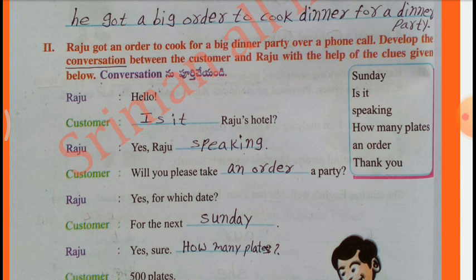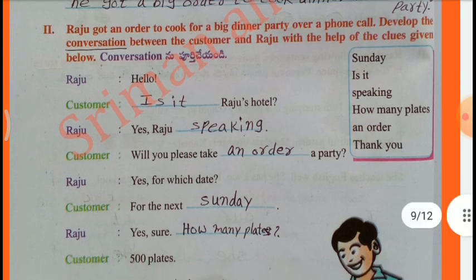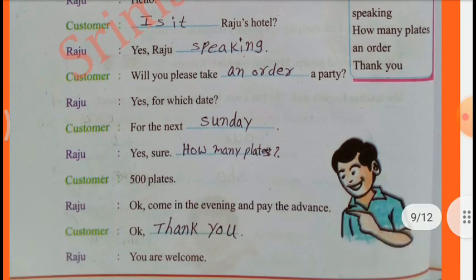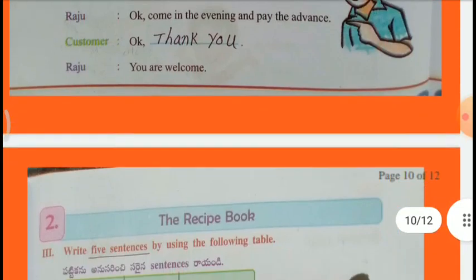Raju: Hello. Customer: Is it Raju's hotel? Raju: Yes. Raju speaking. Customer: Will you please take an order, a party? Raju: Yes. For which date? Customer: For the next Sunday. Raju: Yes, sure. How many plates? Customer: 500 plates. Raju: Okay. Come in the evening and pay the advance. Customer: Okay, thank you. Raju: You are welcome.